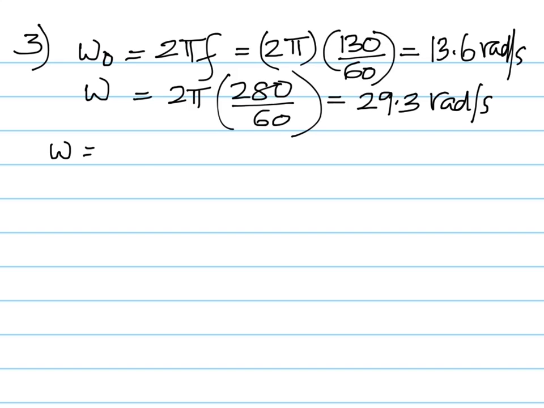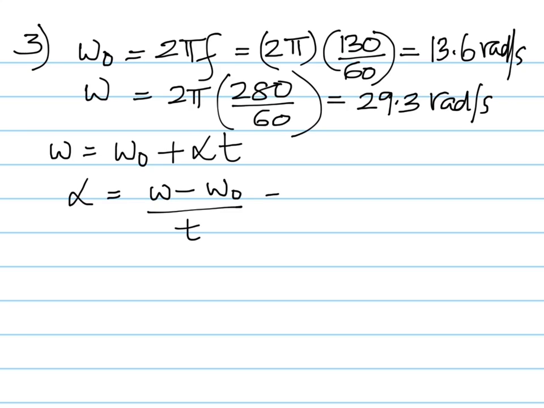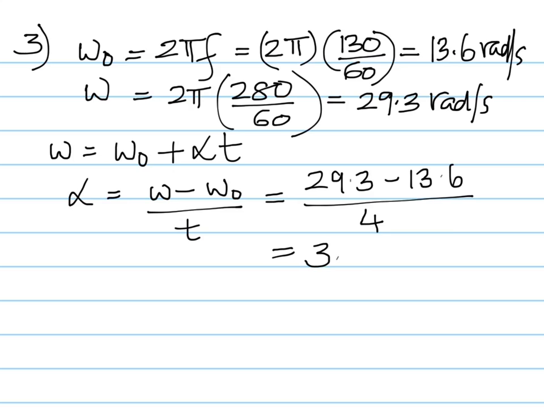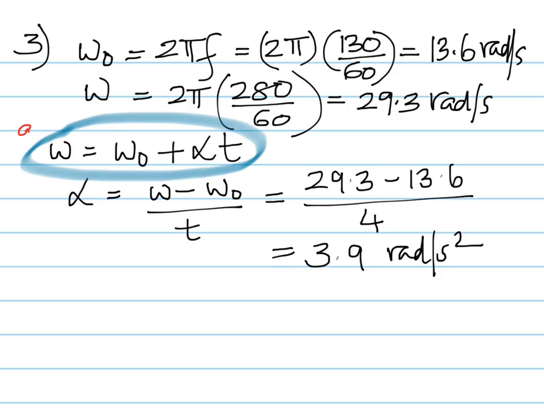And then, I wrote it that way just to show you that it's similar to, remember, V is equal to V naught plus AT, right? Or V2 is V1 plus AT, just the same thing. Alpha is omega minus omega naught, the change in angular velocity divided by time. That is 3.9 radians per second squared. Okay, let's take a look at that.